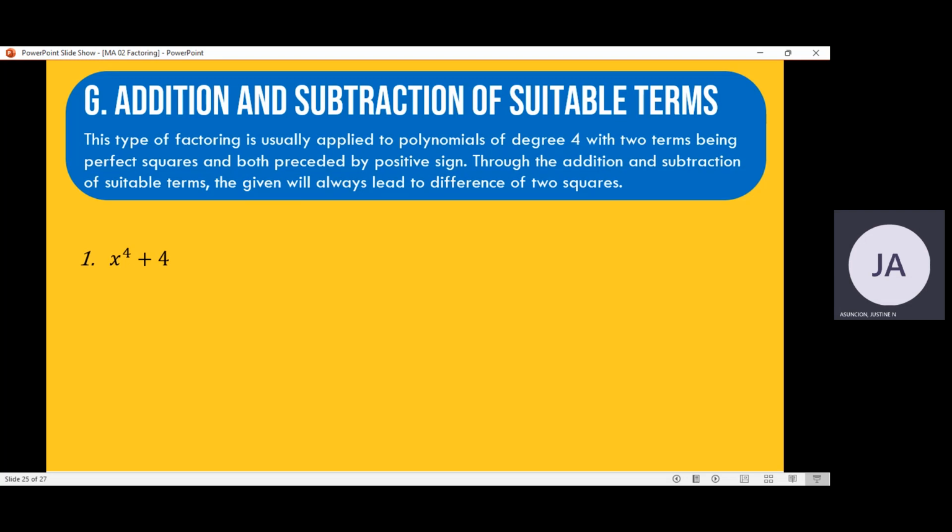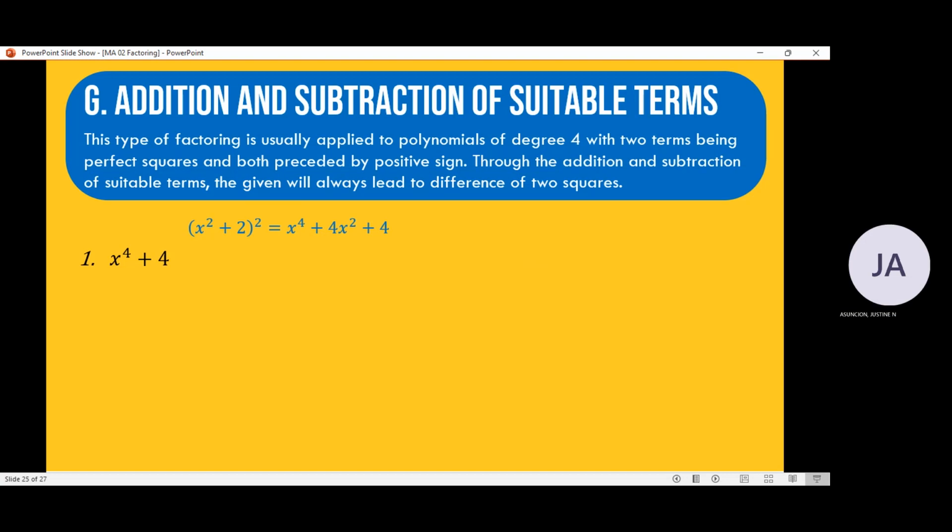So for instance, we have x raised to 4 plus 4. At first, we cannot identify the factors. But we need to add and subtract a certain term to identify the factors. As you can see, x raised to 4 plus 4 is actually part of the square of x squared plus 2, the first term and the last term. But we don't have the middle term.